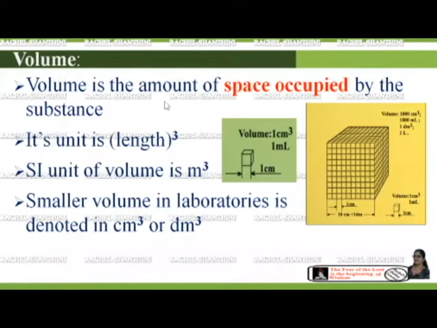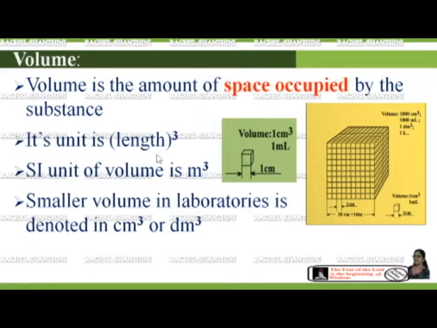Volume. Volume is the amount of space occupied by the substance. Look at this box. Volume is the space that the body occupies. What is the unit of volume? Its unit is length cube. Why length cube? Why have they given this cube? Because it has length, breadth and height. So its unit is length cube.